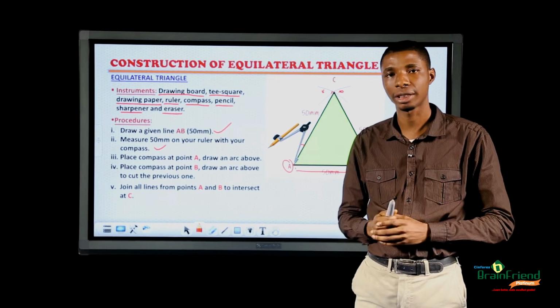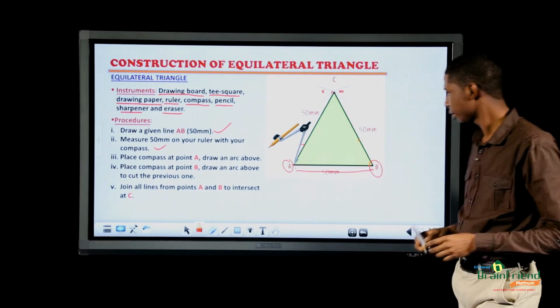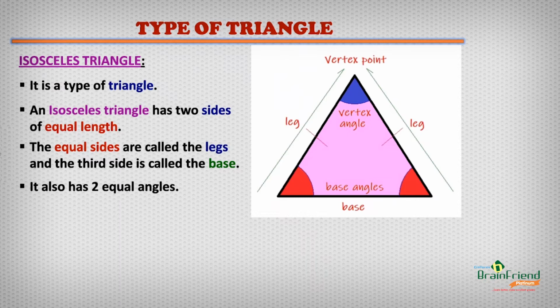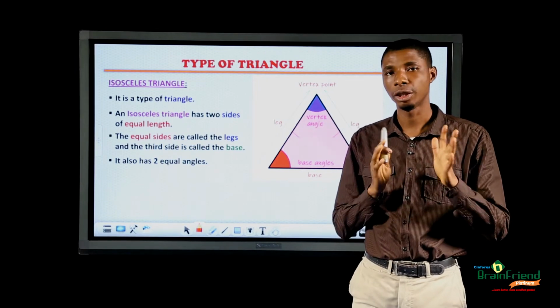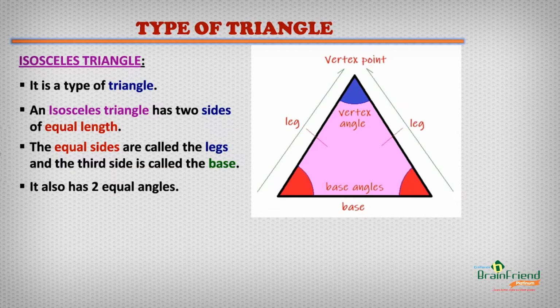Next is the isosceles triangle. An isosceles triangle has 2 sides that are equal. The 2 sides that are equal are called the legs, while the third side is called the base. It has 2 equal angles only.